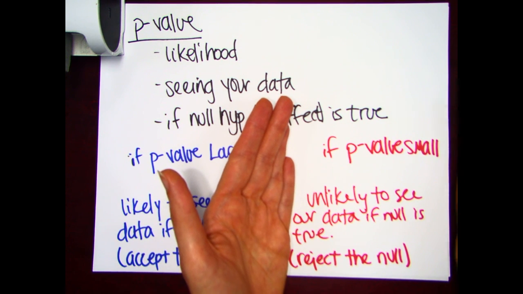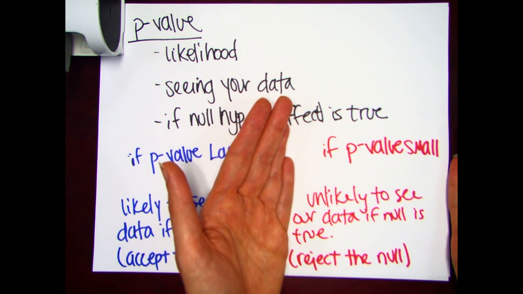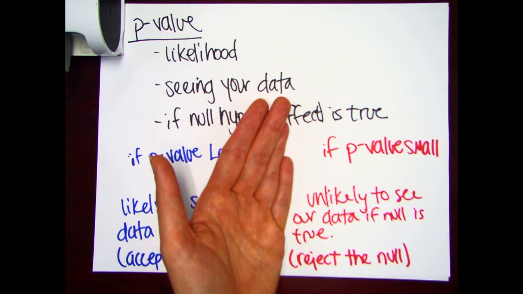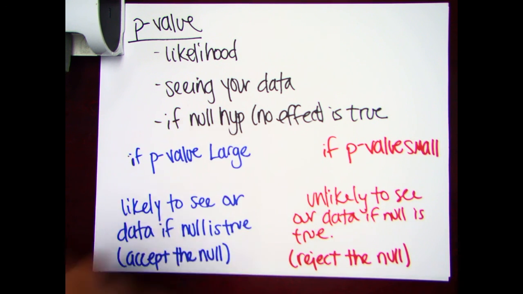If the p-value is small, that means that we are unlikely to see the data that we saw if the null hypothesis is true, which means the null hypothesis does not do a good job explaining what we saw, does not do a good job explaining the relationship between the independent variable and the dependent variable. So in that case, we will reject the null hypothesis and accept our alternative hypothesis.